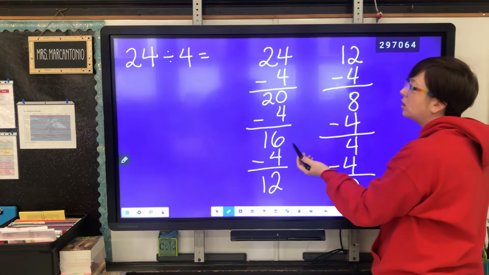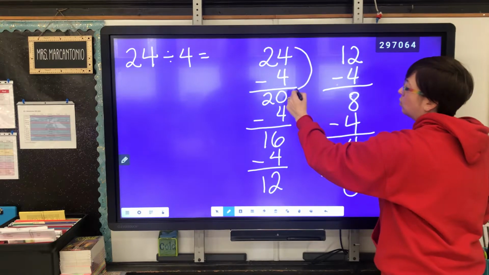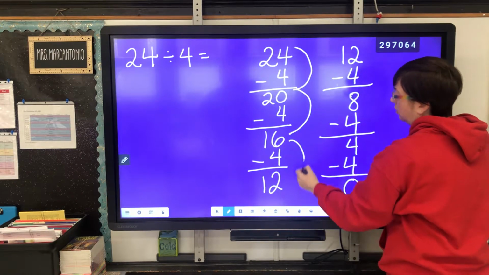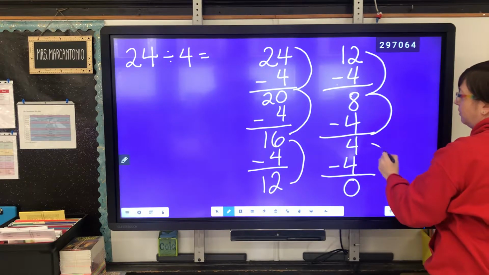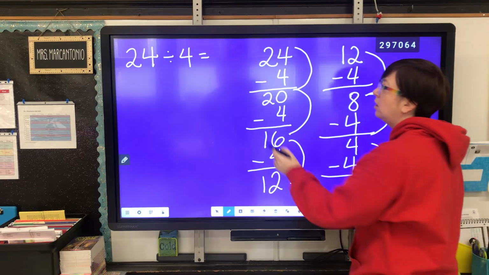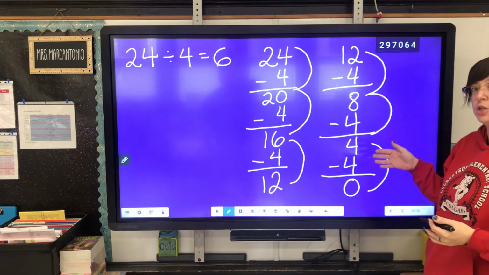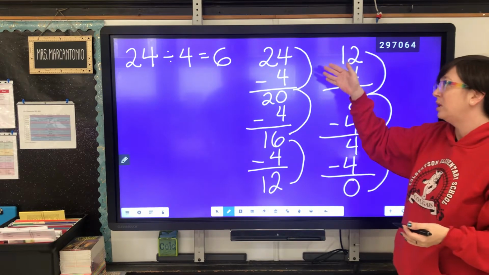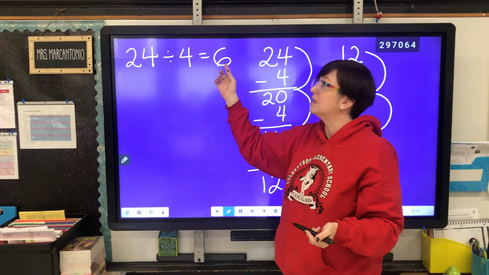So to go back and look at how many times I did that, it was 1, 2, 3, 4, 5, 6. Because there were 6 times that I had to do that, our quotient will be 6. And it kind of shows the connection too, we did it 6 times. 4, taking away 4 6 times.